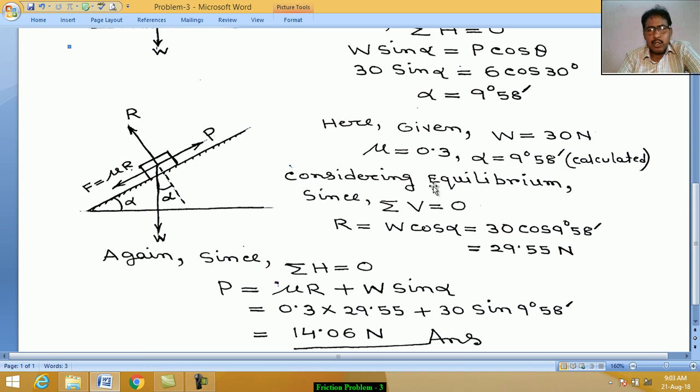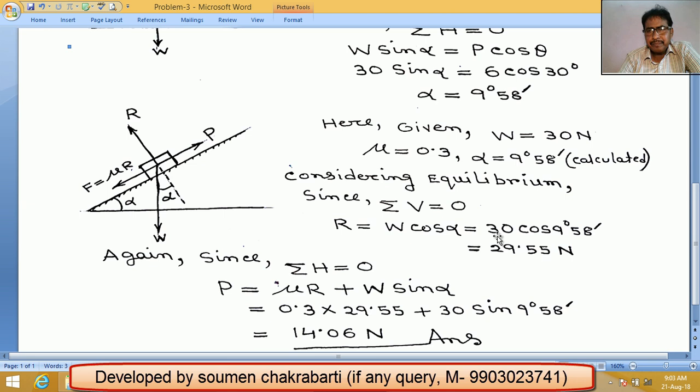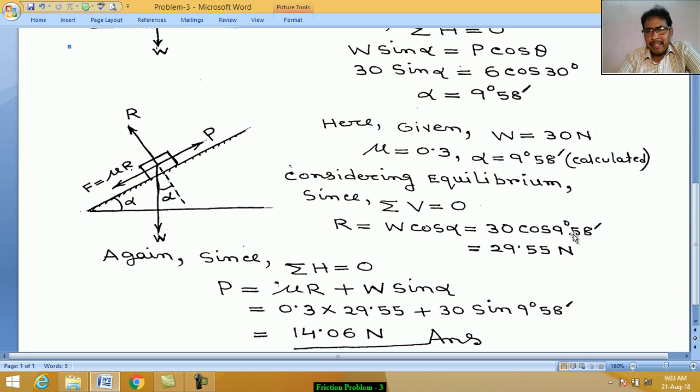Now considering equilibrium, since sum of the vertical force equal to 0, we consider this plane. Sum of the vertical force, upward force R, downward force W cos alpha, equal to W equal to 30 Newton cos 9 degree 58 minute equal to 29.55 Newton.